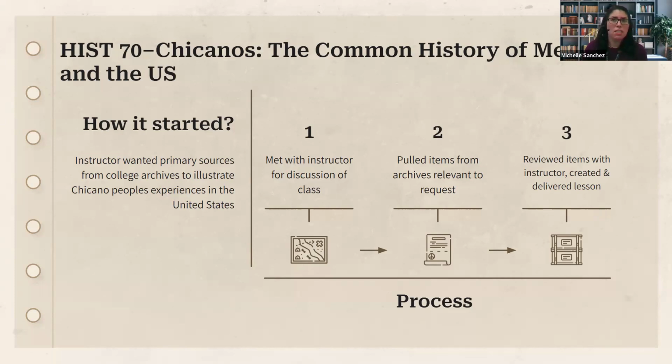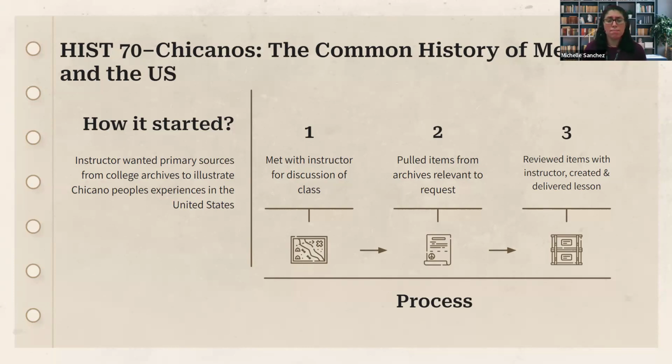I wasn't quite sure of my footing at the time, but the Chicano history instructor did reach out, contacted me and said, oh, for this class that I want to bring into the library, I would like you to find primary sources from the archives to illustrate Chicano people's experiences in the US, mainly focusing on the citrus industry, if you happen to have that.